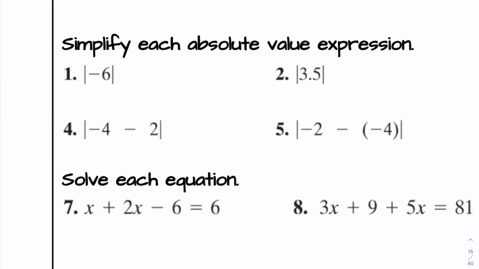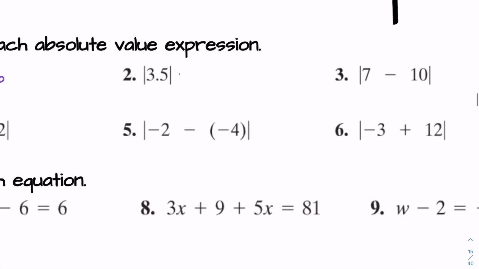Alright, so let's begin. What is the absolute value of these expressions? Well, it's the true value. So we are going to find the absolute value of negative 6, which is 6. The absolute value, or true value, of 3.5 is 3.5.